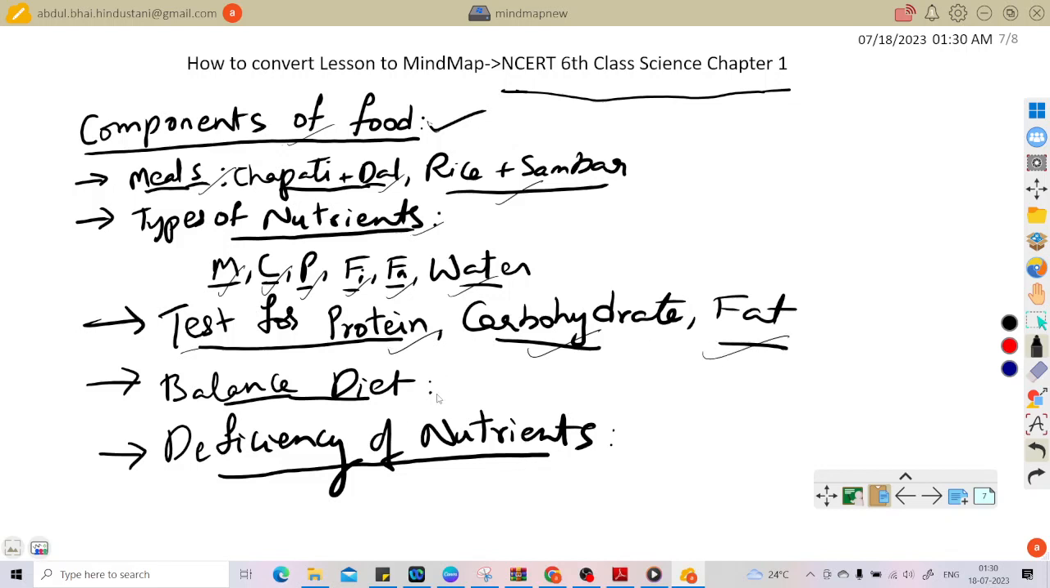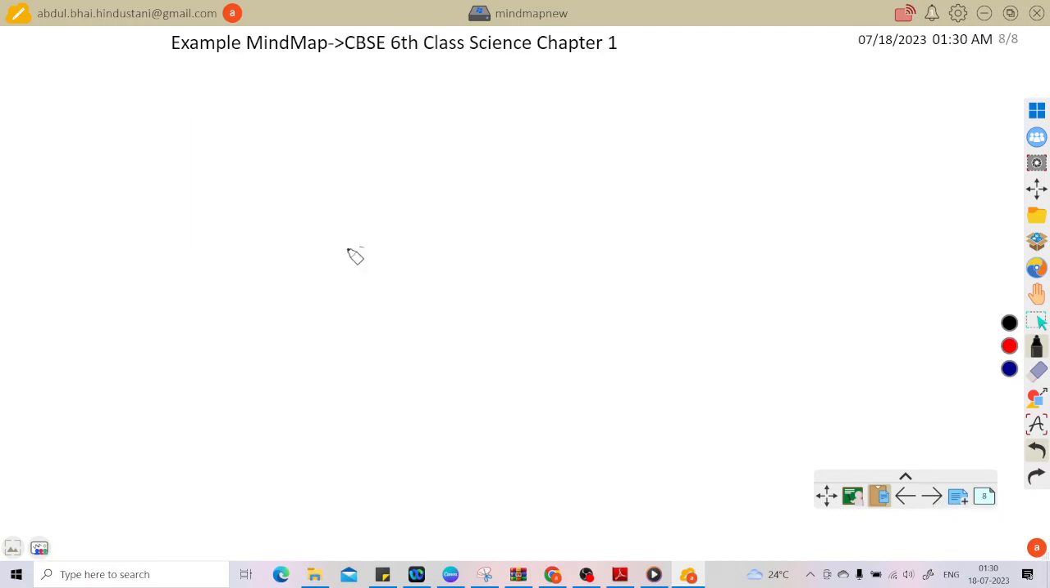And likewise, there is a small definition about the balanced diet and why we need to take a balanced diet, right? If we are not taking a balanced diet, then people can be prone to diseases, and that particular topic is about the deficiency of the nutrients. So let's convert this particular chapter into a mind map, right?